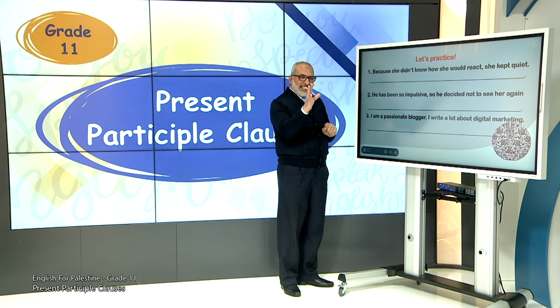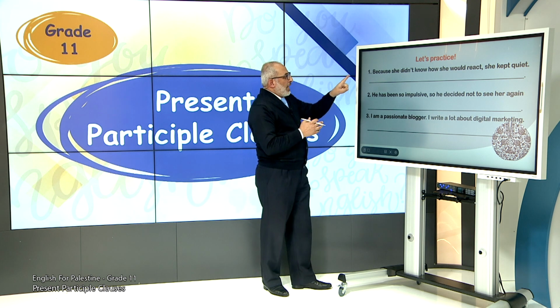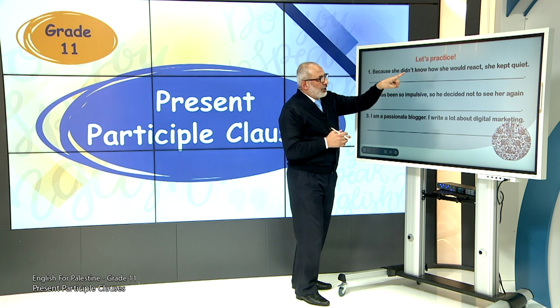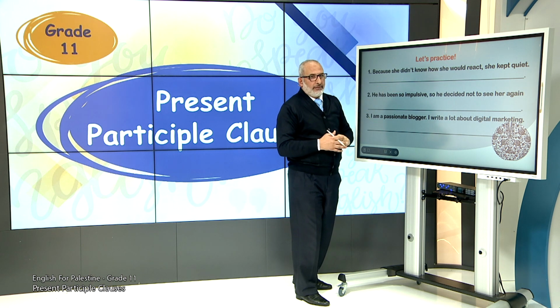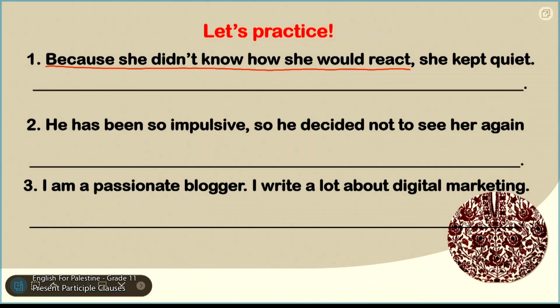Practice. I'll give you the chance to practice together. Look at number 1. Because she didn't know how she would react, she kept quiet. Look again here. This is the reason. And this is the result. We have to work here. Okay. Where is the verb here? Because she didn't know. This is the verb.